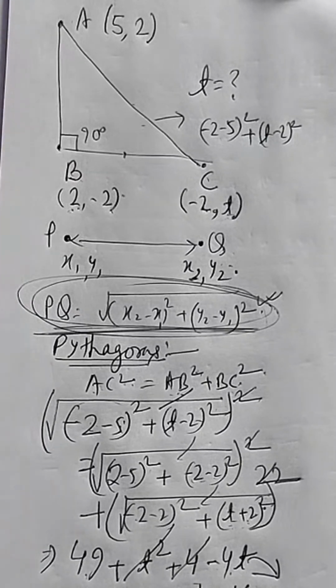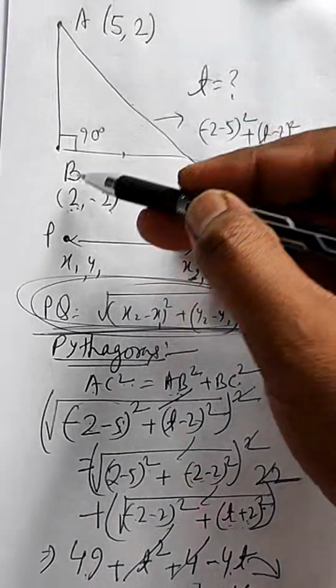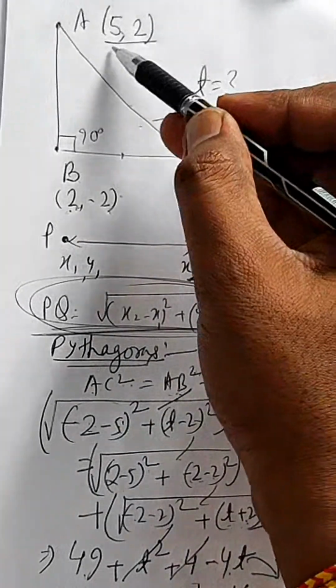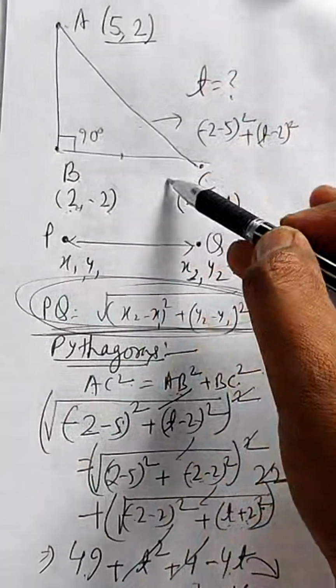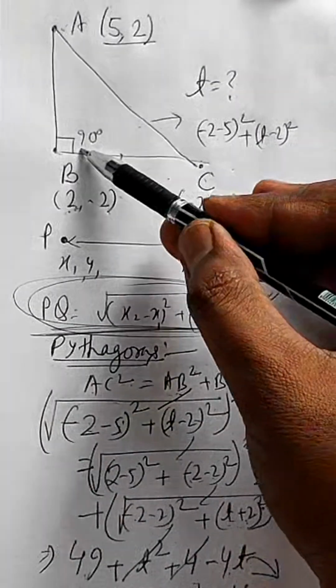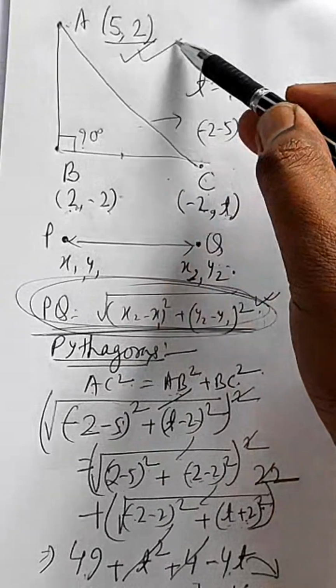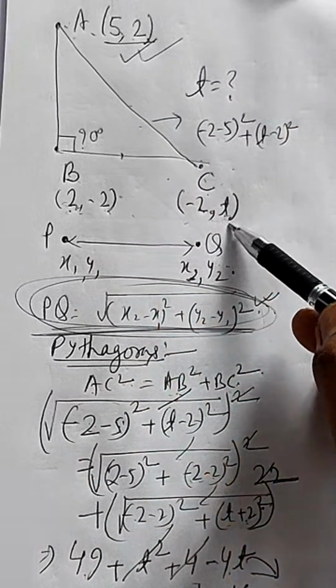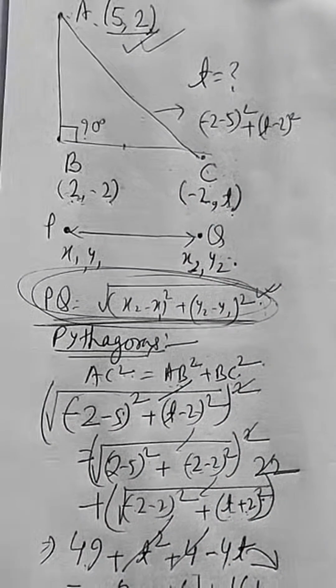Yeah, students, these are the three coordinates A, B, C. I'm quickly revising it. A, B, C are the three vertices of a right angle triangle where angle B is 90 degrees. The coordinates of A are (5, 2), B is (2, -2), and C is (-2, t). Okay, this is a question of coordinate geometry, right?